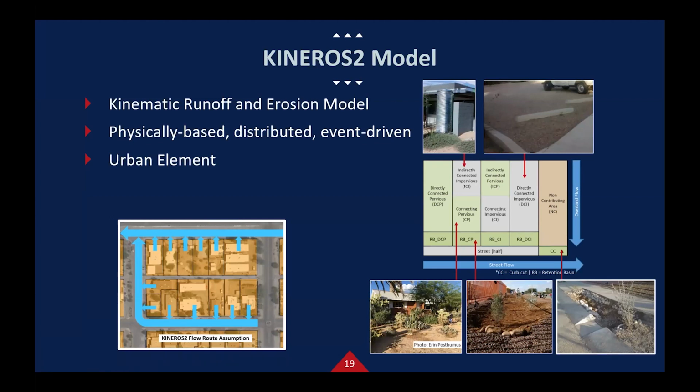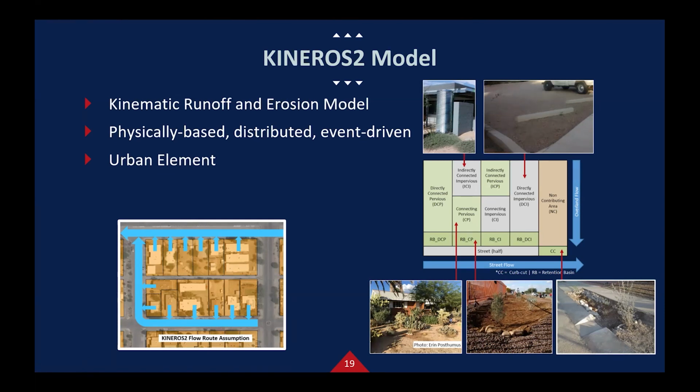In general, the KINEROS2 flow route assumption is on the bottom left, where water will flow from a lot down the street, and then it'll accumulate down the street as the water comes from all the adjoining routes to the lowest part of the watershed. It still uses all the equations that KINEROS2 offers. So the kinematic wave equations are still used in order to route the water. But instead of the plane and the channel components, you use an urban element.